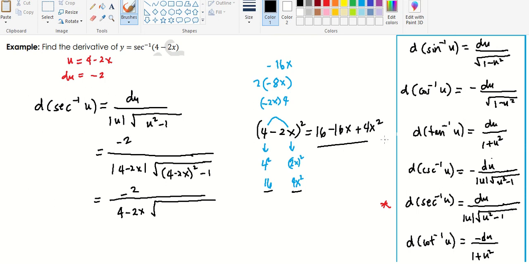Now, we are going to write this from the leading term or the term with the highest exponent. In this case, we have 4x squared minus 16x plus 16.